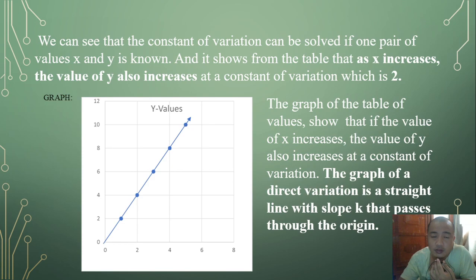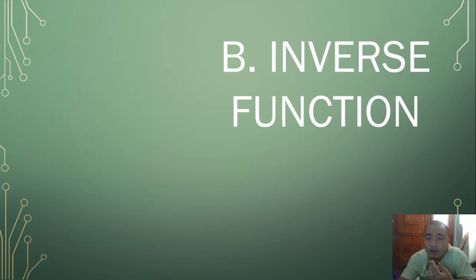So in other words, the k is also the same as the slope when we're going to graph. Yes, 2 over 1. Yes, 2 over 1 is 2. So if k is 2, that means the slope is also 2 in terms of the graph. So now let's go to the inverse function.